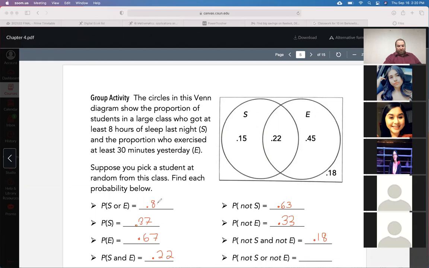0.82 is correct. S or E, that's an S or E. That's an S or E. That's an S or E. That's not an S or E. So we add up those three circles. Yes? Are people getting this? I know the vocal few are getting it, but I don't know about the unvocal majority. Is anyone not following along here?